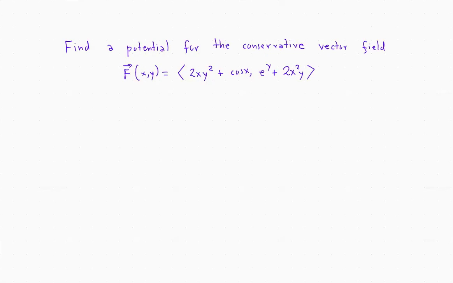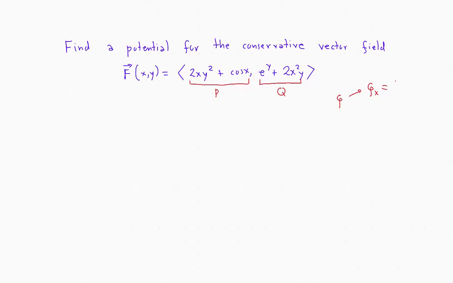Okay, so here we wish to find a potential for the conservative vector field with these components. And to explain the method that we're going to use, let's call this the first component P and the second component Q. The idea is that we wish to find a function phi such that phi sub x is equal to P and phi sub y is equal to Q. So the idea is simple.